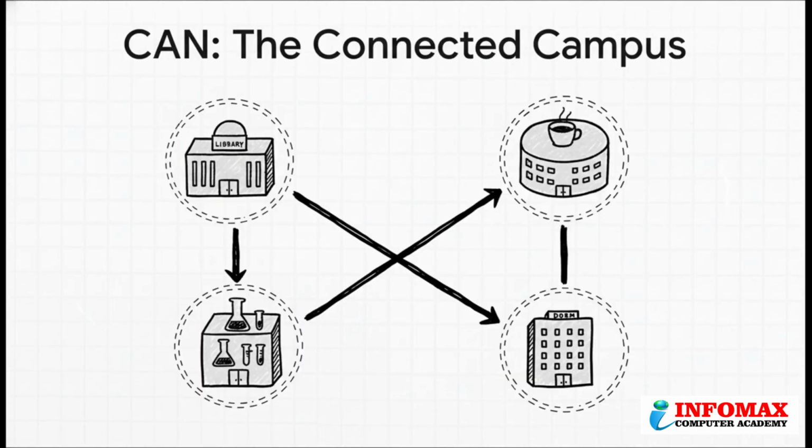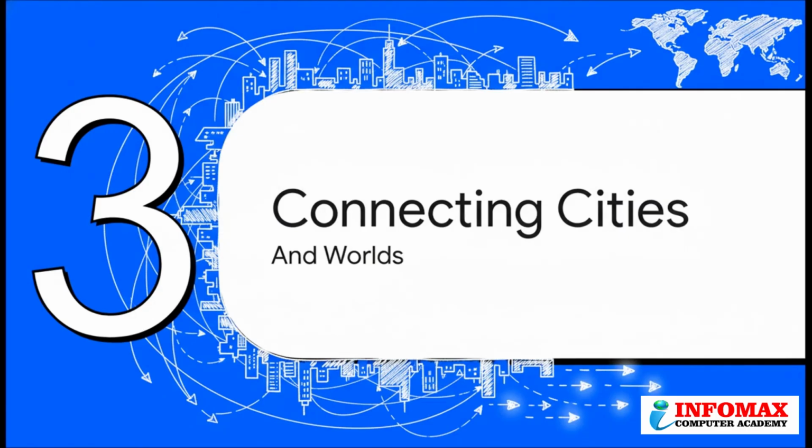A university campus is the perfect example. The CAN is the magic that gives you that high-speed connection no matter which building you're in. It connects the LAN in the library to the one in the science building, to the ones in all the dorms. It turns all those isolated networks into one big, seamless campus network. Okay, let's recap.